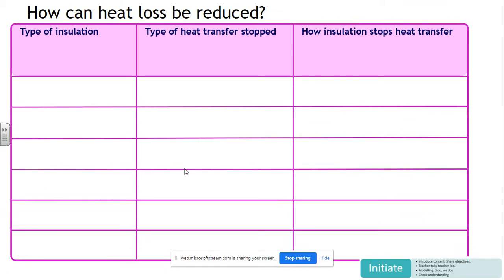So you should have access to the PowerPoint. So I'm just going to really quickly whiz through this, but your mission is that you should know about all these types of insulation. You should know the type of heat transfer it stops, whether it's conduction, convection, or radiation, and also how it actually does it. So I'm going to briefly talk through it, but you'll need to go back over the PowerPoint to have a look at it.